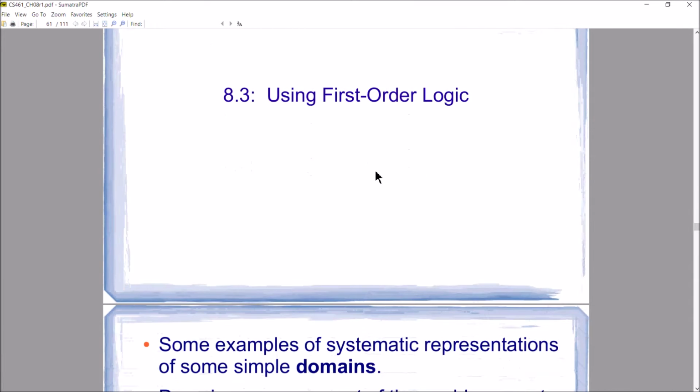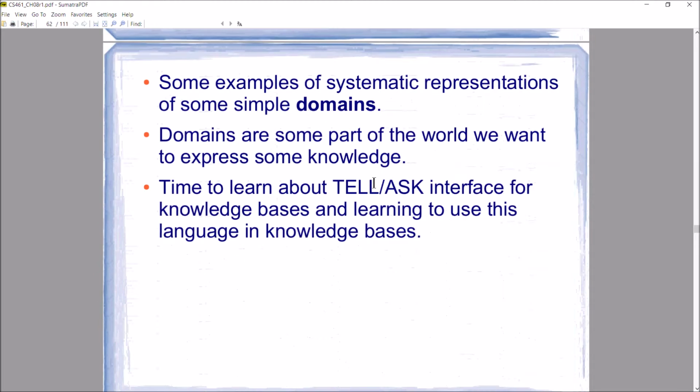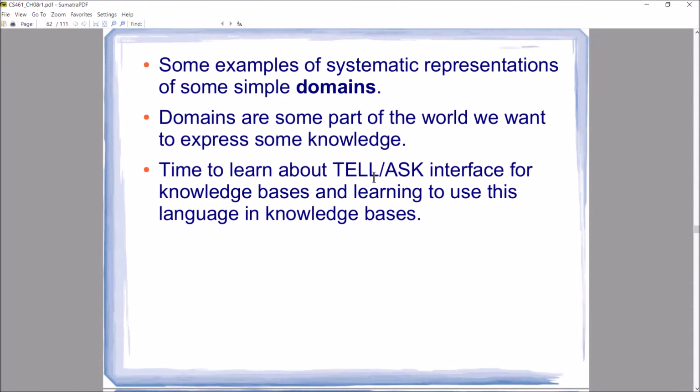And so we have to start off by talking about this tell-ask interface. If you have some kind of a knowledge base that has been implemented, you have to have some way to be able to express some facts. You have to be able to tell the knowledge base some sentences, something that it's supposed to know, and you have to be able to ask the knowledge base questions.